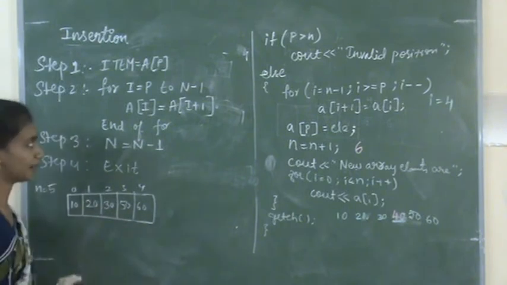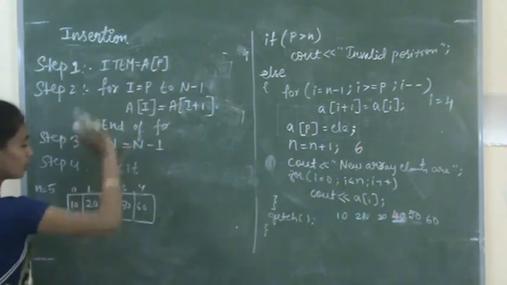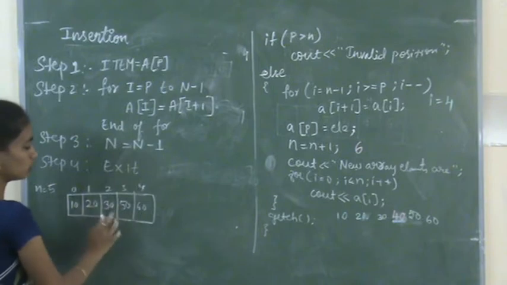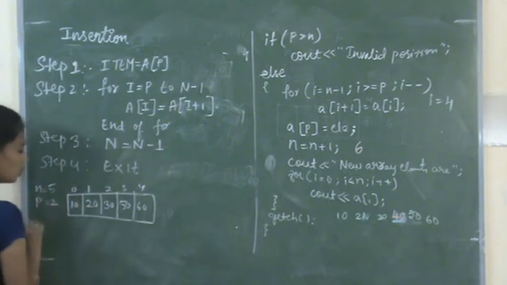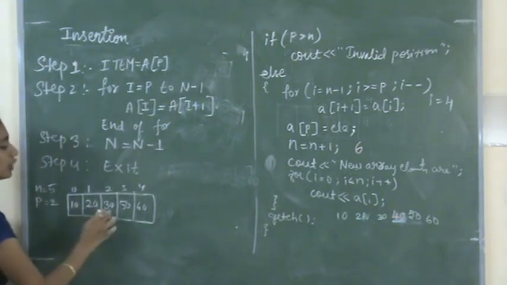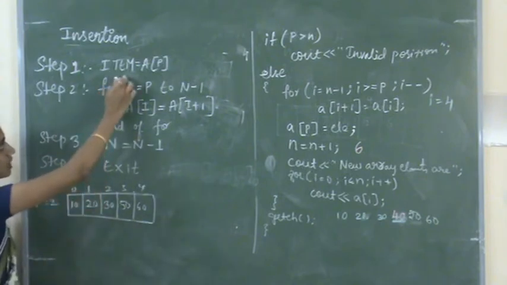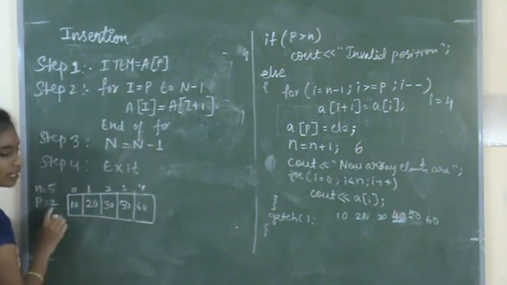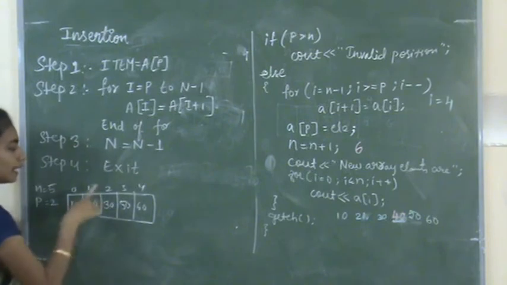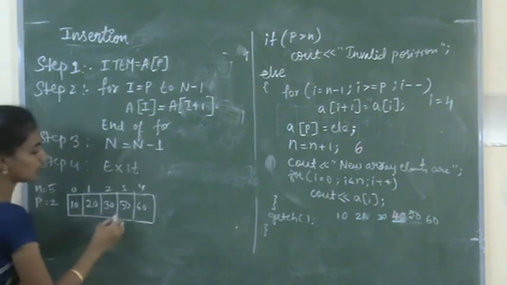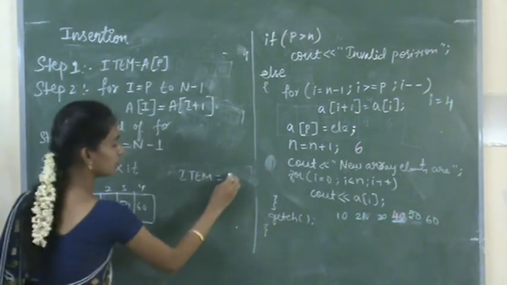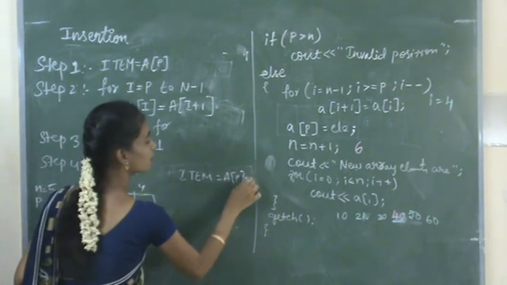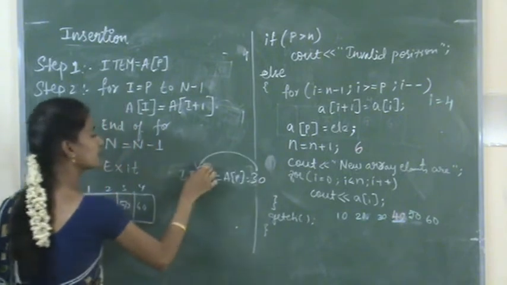Now I have to remove one element. I want to remove the element 30. For that we do not provide any element, we are just providing the position, that is 2. In position 2, I need to remove this element. So what is the first step? A of P. A of P means A of 2, which is 30. So this 30 is assigned to the item variable.